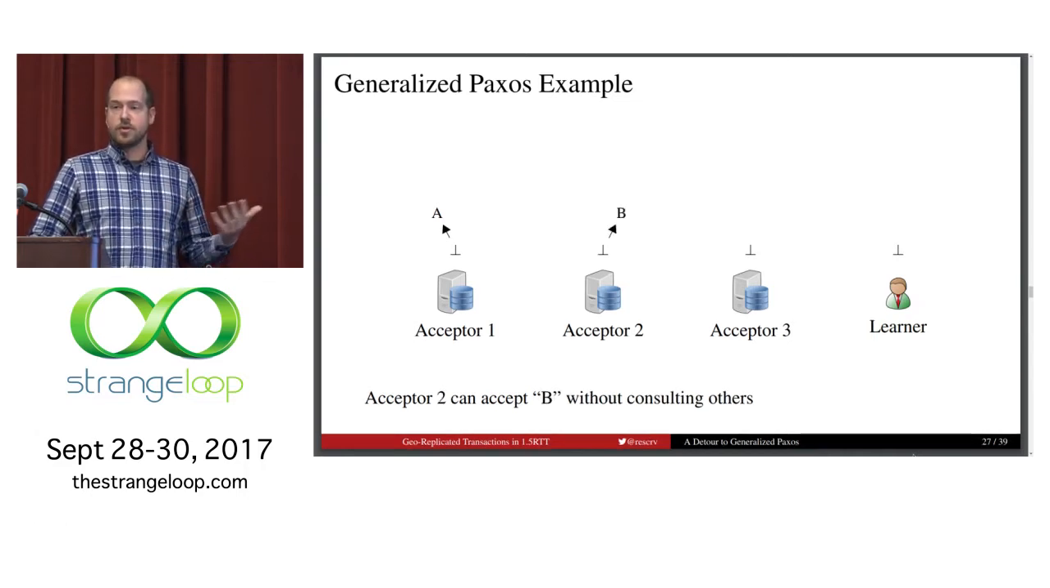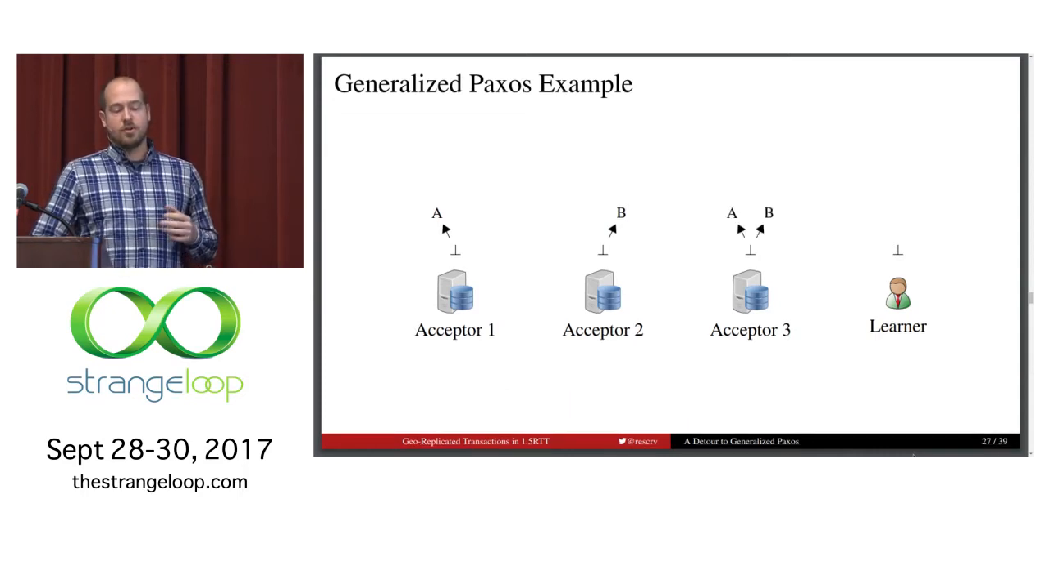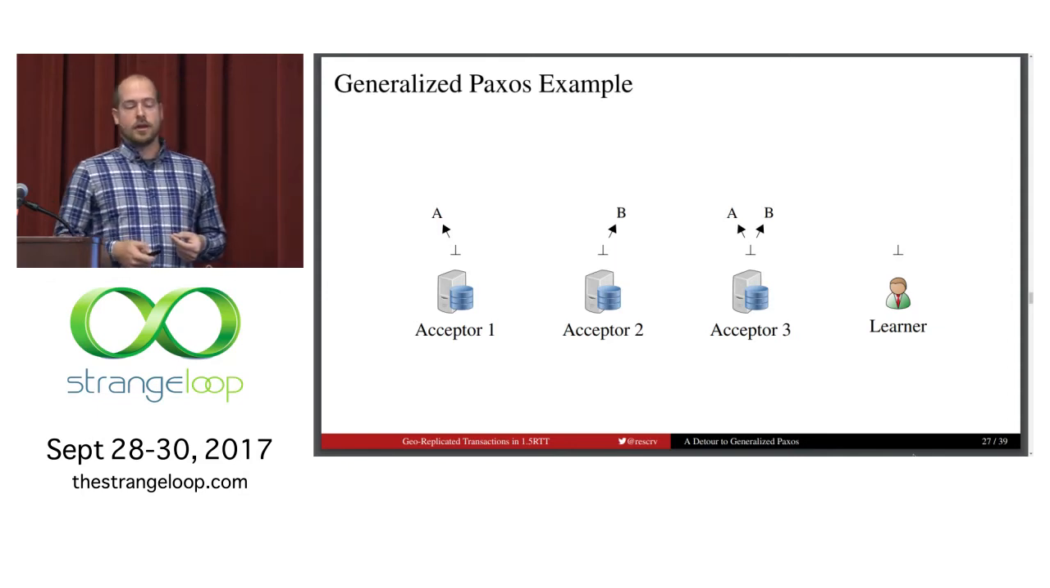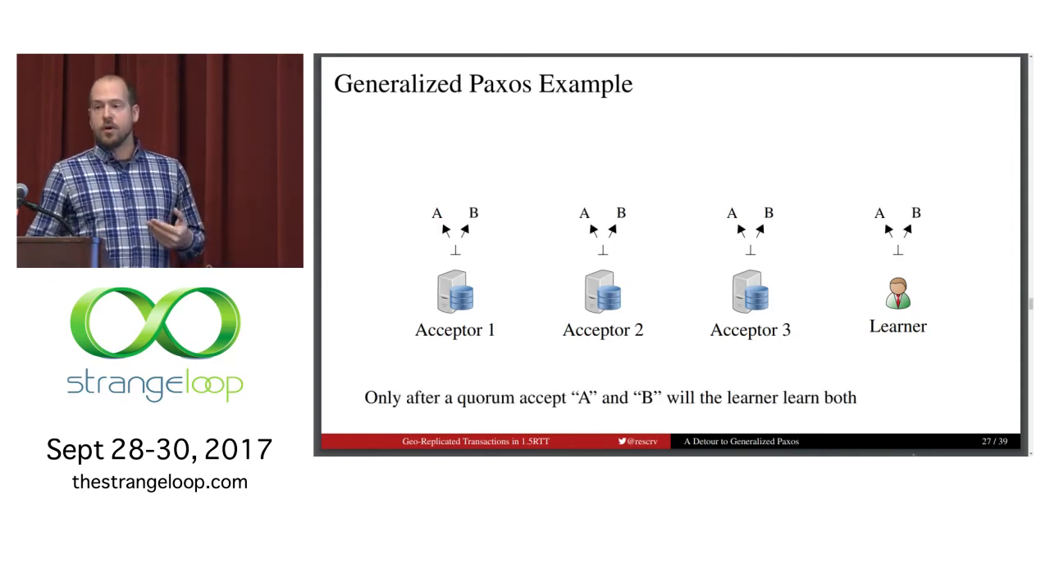Similarly, if acceptor 2 accepts B, it can do that immediately with no extra communication to anyone else. But it's not a learned part of the value. And acceptor 3, even if it accepts A and B, we're not yet to the point where the learner can learn anything. It's only when a suitable number, and in this case 3 requires 3, can the learner actually learn the value A and B.